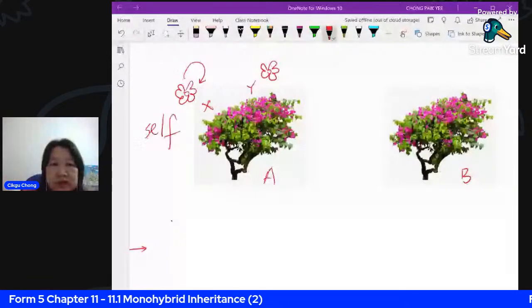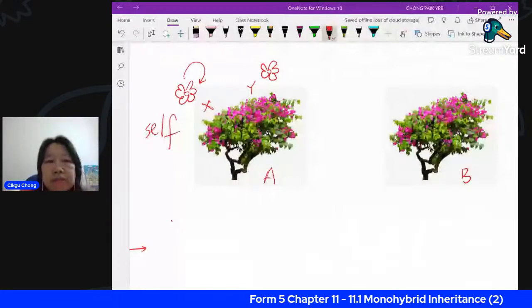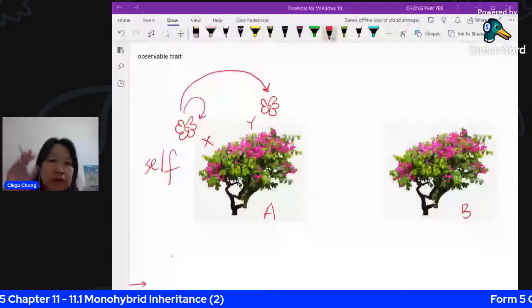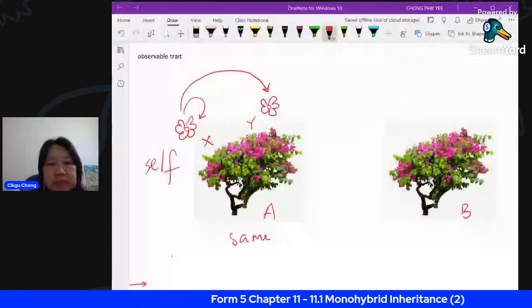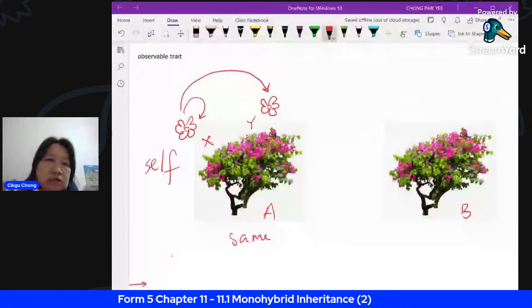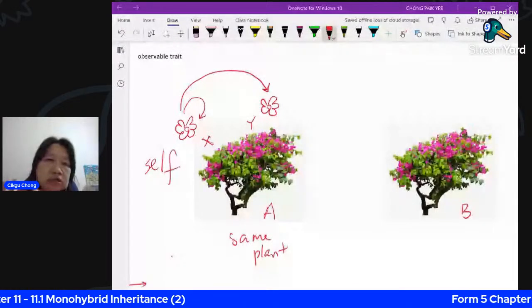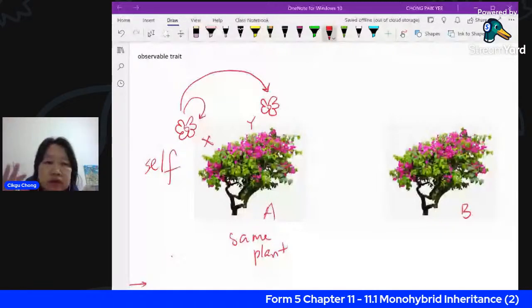Now it can also be another way where the pollen grain of flower X goes onto another flower, but still on the same plant. This is still considered self-pollination. As long as it is on the same plant, it doesn't matter that you have a different flower, because they will carry the same gene. Different flower, but the same gene, because it's the same plant. So this is also considered self.